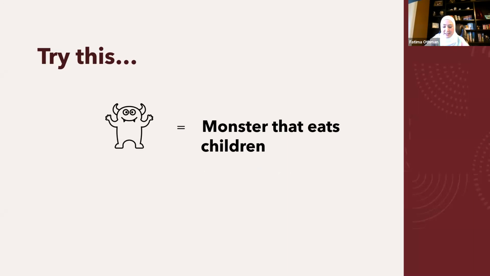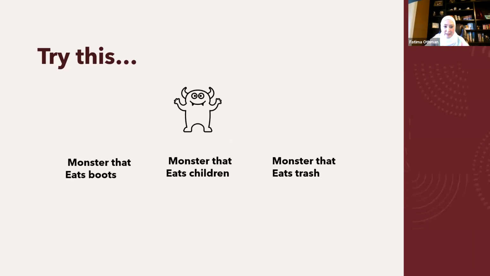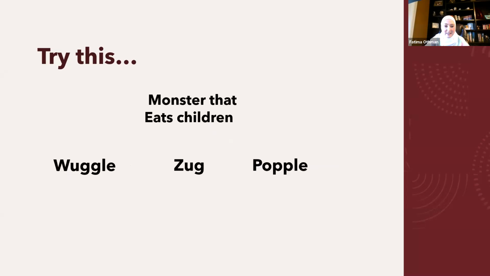Let's do another match to sample. And hopefully you chose a monster that eats children, the one in the middle. Now, if I present you with a card that says monster that eats children, and I ask you to match, hopefully you will have chosen Wuggle.